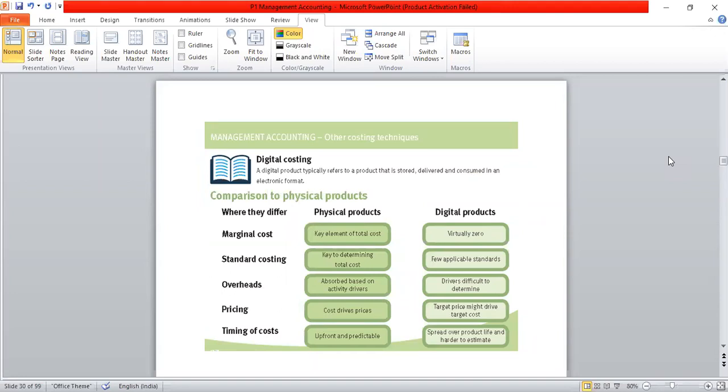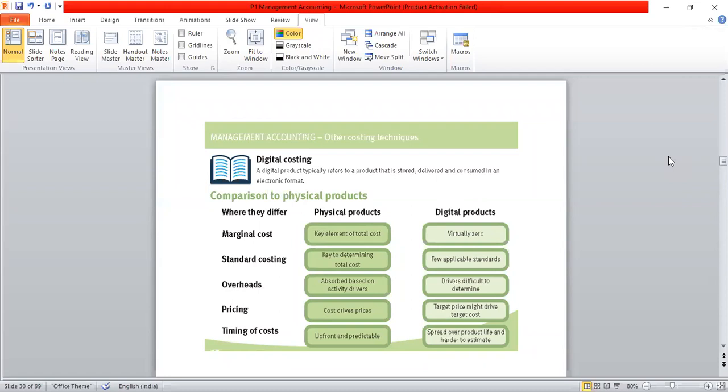So the next technique we have here is digital costing. What is the meaning of that? A digital product typically refers to a product that is stored, delivered, and consumed in an electronic format. So accounting for that through an electronic medium, anything which is accounted for in an electronic format, we can call digital costing.